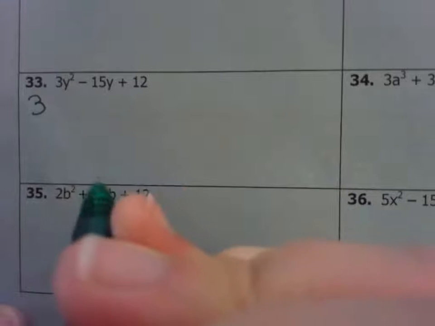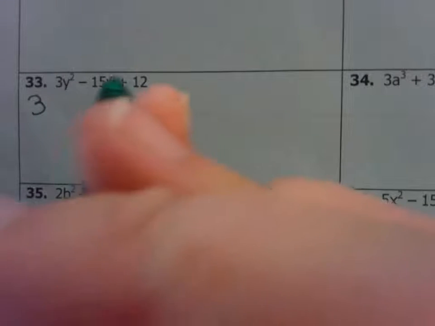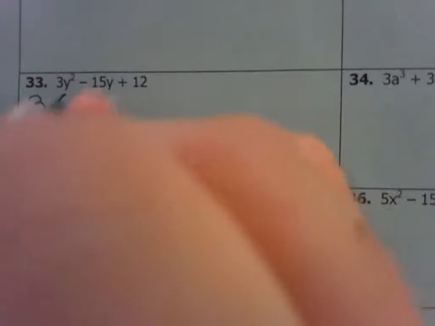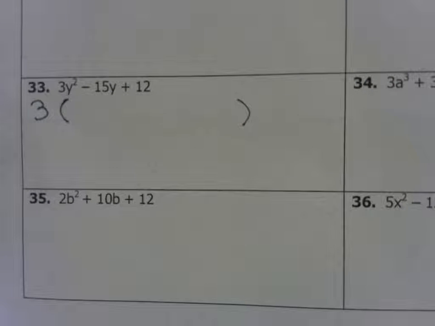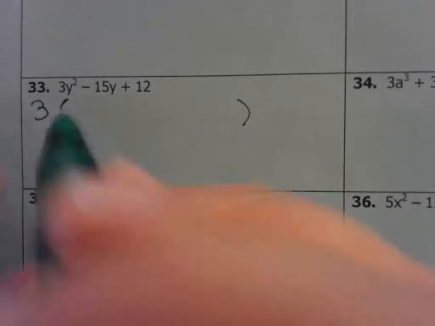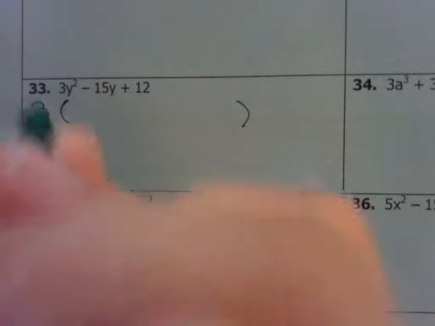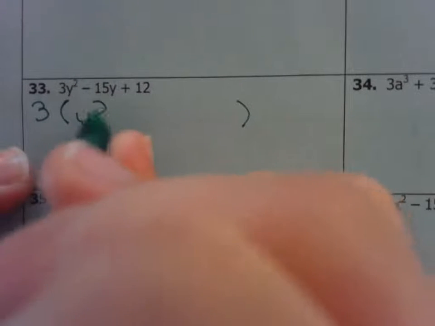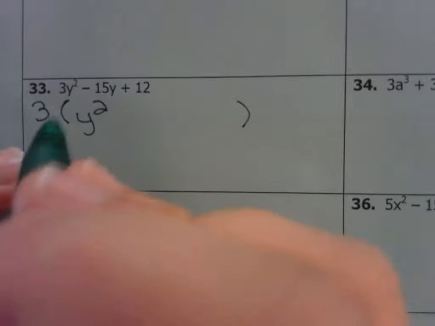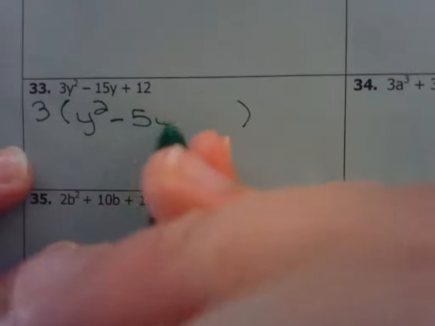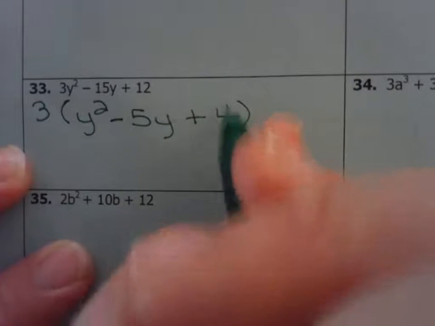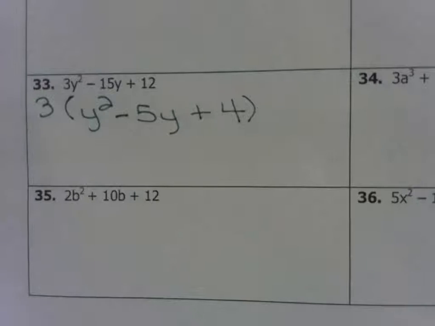Can I take a y with it? No, because 12 does not have a y. So I take a 3 out front. So, listen up. Let me explain this, please. So I take a 3 out front, and I want to see what's left. Well, I started with 3y squared. I took out the 3, so I just have a y squared. 3 times what gives me negative 15? Negative 5y. And then 3 times what gives me the 12? 4. So I took the GCF.